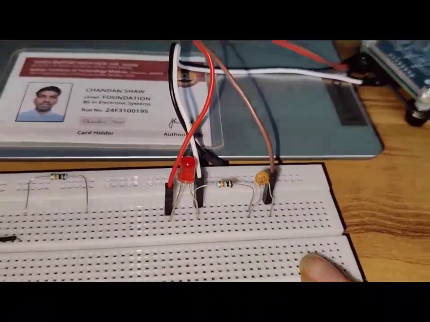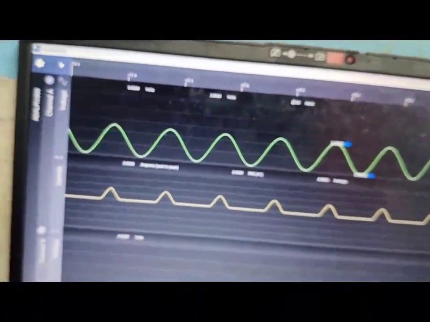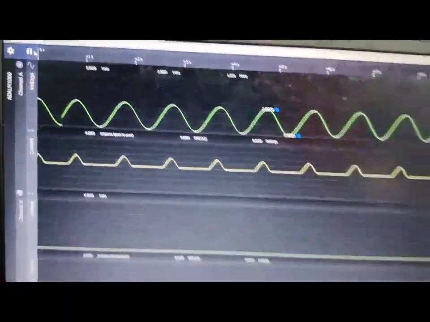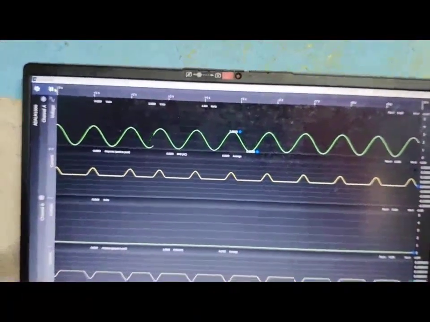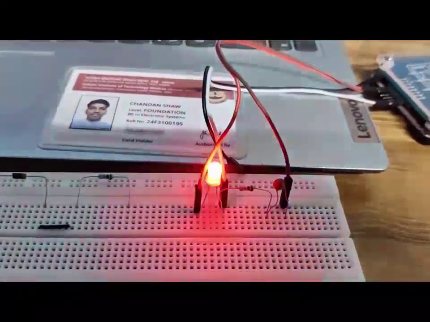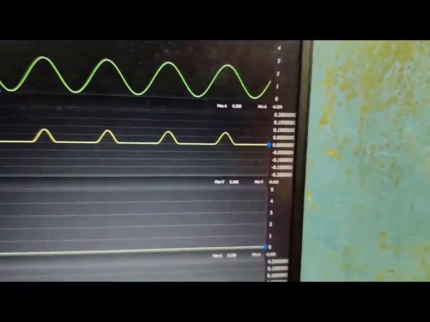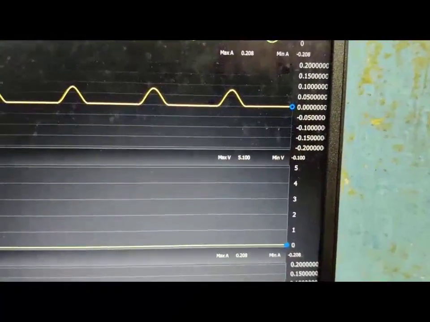You can see. Now we introduce a capacitor. We are going to run again at the same frequency. You can see the minimal change that happens, and the pattern is mirrored, nearly the same. Now you can see a slight change.